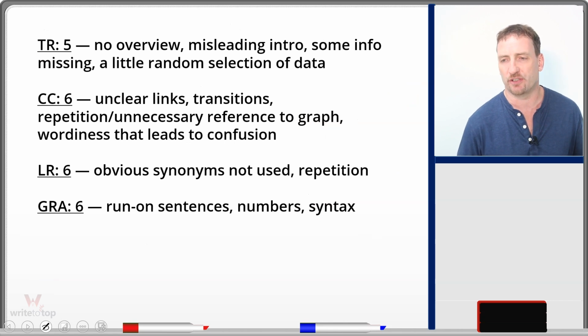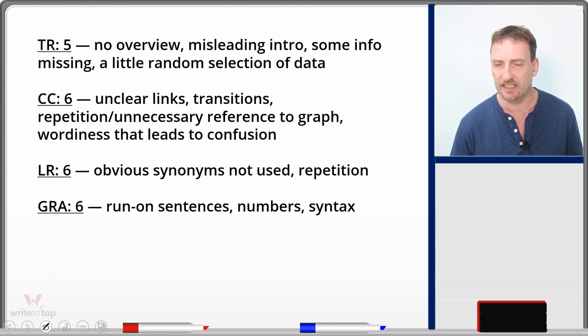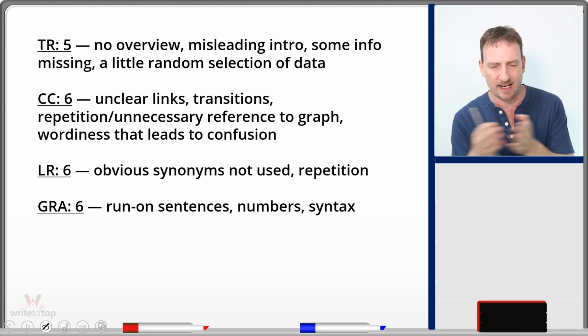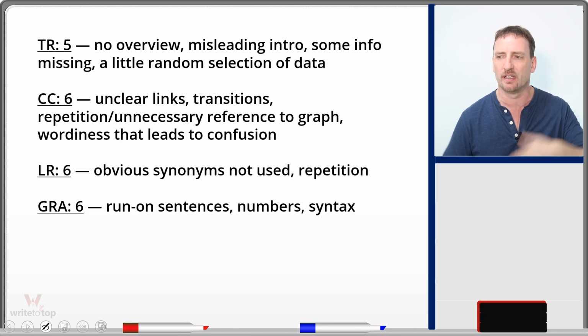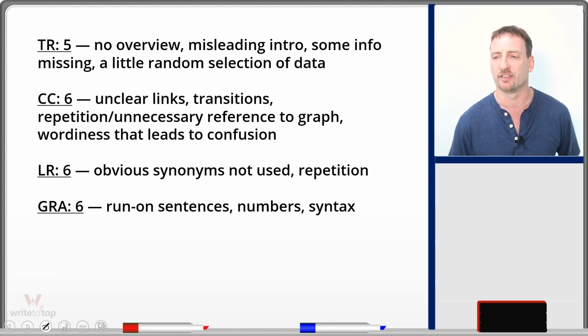Okay, cohesion and coherence gets a 6. Unclear links. Sentences, one idea does not flow to the next one. Transitions are not correctly used. There's a lot of repetition. Don't tell me you're looking at the graph. You told me once in the introduction, understood.